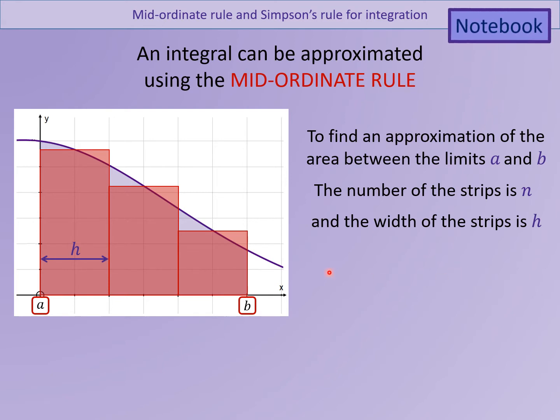And I want to work out the width of the strips. So if I know the number of strips and I know the limits a and b, I should be able to calculate what h is. All right, so have a think about that. See what you get.